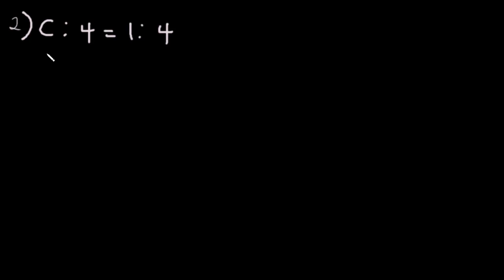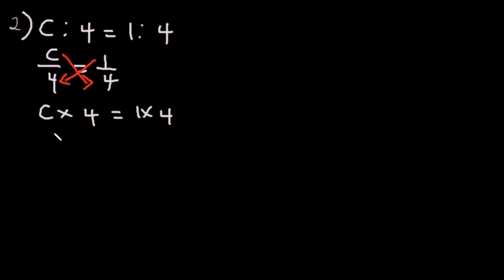Number 2, we have C ratio 4 equals 1 ratio 4. Then again, we write in fraction. We have C over 4 equals 1 over 4. We cross multiply. So we have C multiplied by 4 equals 1 multiplied by 4. So this is 4C equals 4.